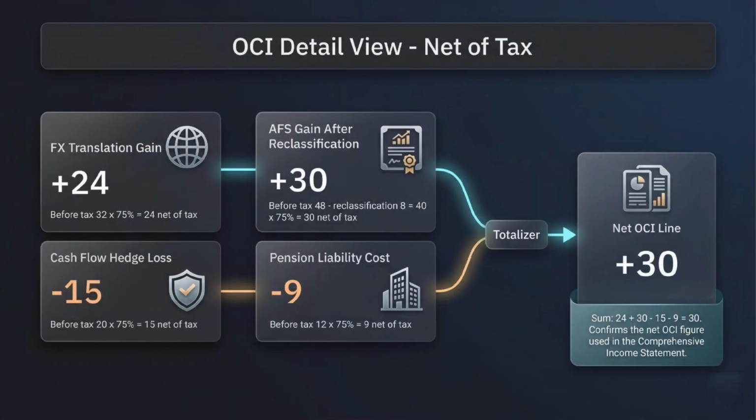The OCI detail view explains how the 30 was built. The foreign currency translation gain of 32 becomes 24 after tax. The available for sale gain is 48, but after the reclassification of 8, the remaining before tax amount is 40, which becomes 30 after tax. The cash flow hedge loss of 20 becomes 15 after tax. The pension liability cost of 12 becomes 9 after tax. So the net total is 24 plus 30 minus 15 minus 9, which equals 30.